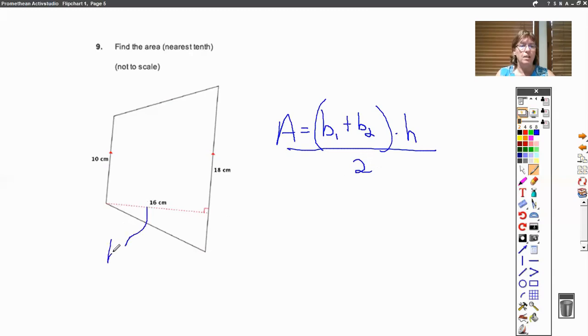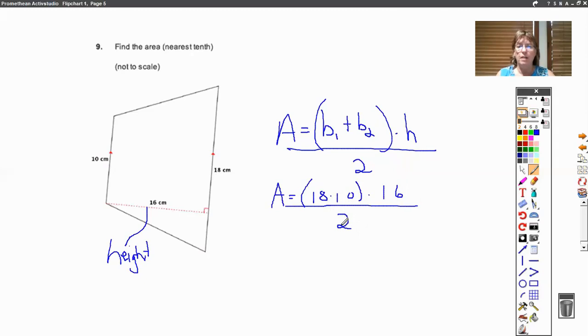The height is right here. It is that measure of the distance. It's a perpendicular line that measures the distance between the bases. So here's one base, here's the other one, okay? It doesn't matter which one you make base 1 or base 2 because it all comes together in the end. All right, so I have 18 plus 10 times 16 divided by 2, okay?